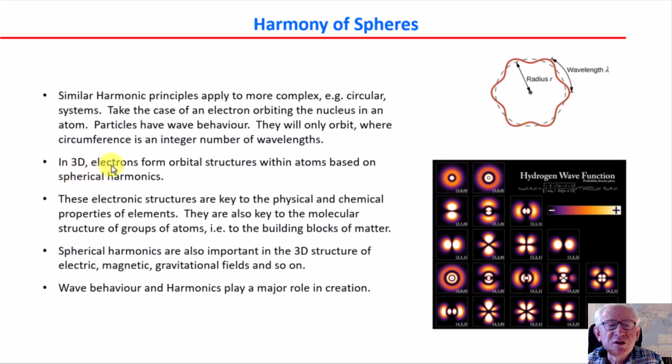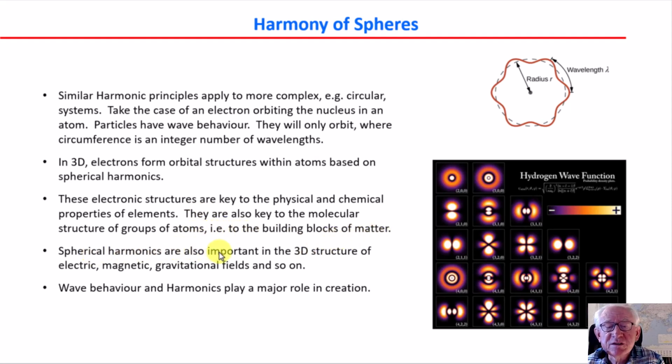Now in 3D, electrons form orbital structures within atoms based on these spherical harmonic principles. Here we have an illustration of some of the electron patterns, the 3D electron cloud patterns that form around the nucleus of an atom. These are illustrative of the particular structures that are possible and that arise in atomic structure within the electronic structure of the electrons orbiting around an atom. Now, these electronic structures are key to the physical and chemical properties of elements. They're also key to the molecular structure of groups of atoms, which are the building blocks of matter.